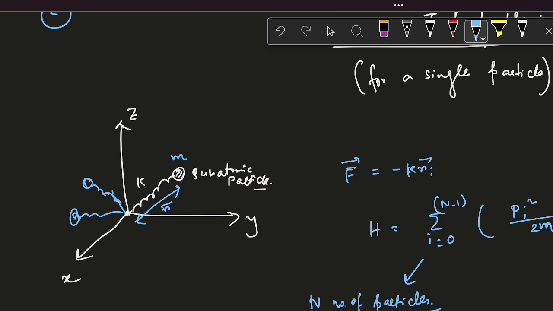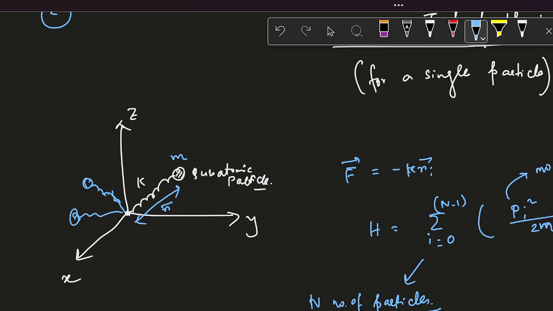Okay, and when you have to calculate the entire Hamiltonian for the system, you have to sum over all the potential and kinetic energy contributions from each of the particles, each of the n particles. That is what has been done by the sum over i, and this p_i is the momentum of each particle indexed by i.